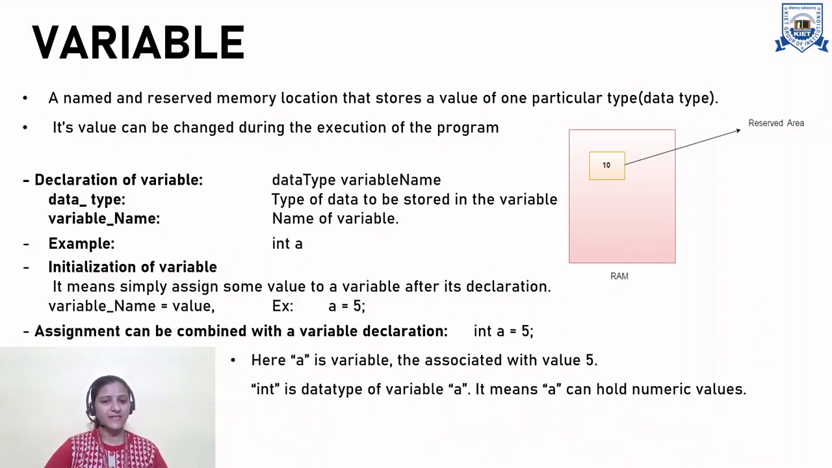Assignment can be combined with a variable declaration, as we have done in two parts. First we declared and after that we assigned a value. But these two steps can be combined like this. First we did the declaration int a, and then with the help of this assignment operator, we provided the value 5 to this variable. So here a is a variable. The associated value with this variable is 5. Int is the data type of variable a. It means a can hold numerical values. The main thing to note here is that a variable must be declared before use.